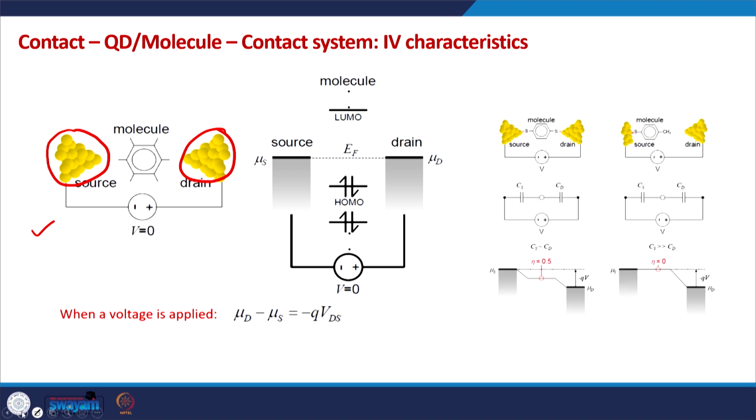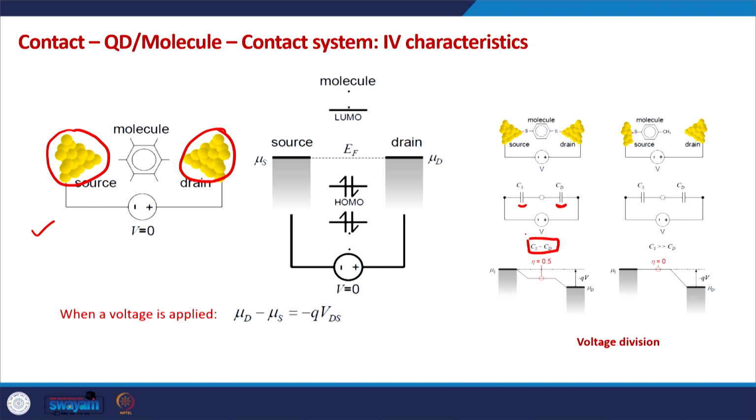When we apply a voltage, as we also discussed in the last class, we need to understand two things here. One is, how is the voltage divided, or how does the voltage drop across the device? In other words, where does the voltage drop in this device? That depends on these two capacitors, the source and the drain capacitors, which essentially model the interface between the source and the molecule, and the drain and the molecule. If both of these interface capacitors are the same, the voltage drops equally at both the interfaces in this way.